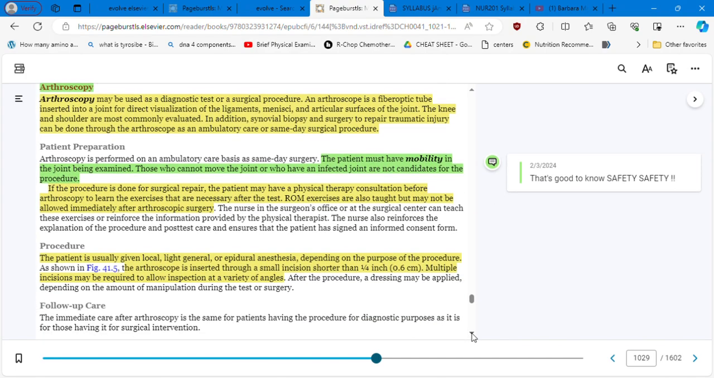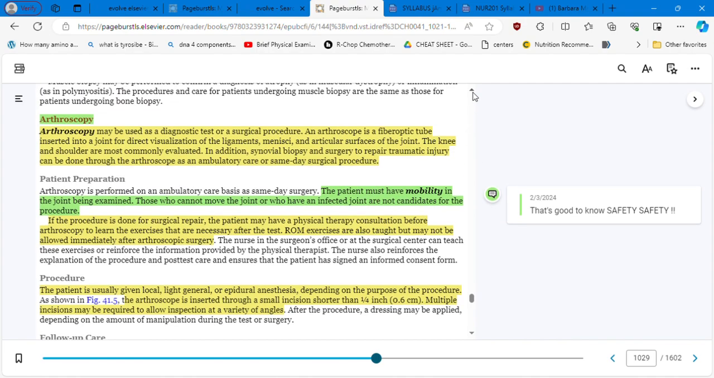Safety, safety, safety. Let me say it again. The patient must have mobility in the joint being examined. This is for arthroscopy. Those who cannot move the joint or who have an infected joint are not candidates for the procedure.